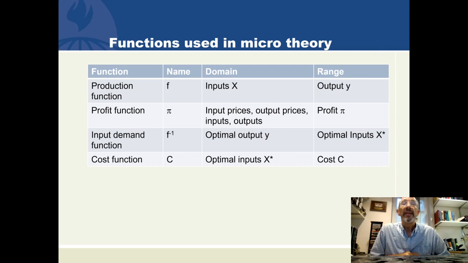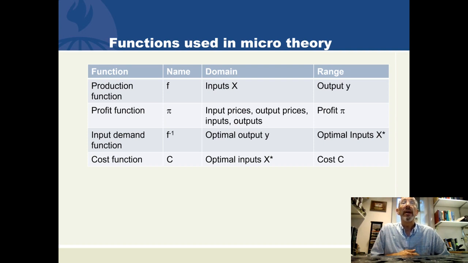Third is the input demand function, symbolized by F inverse. The domain for this function is the optimal output, little y, and the range is the optimal inputs. You tell this input demand function how many donuts you want to make, and it will tell you how much capital, how much labor, how much oil, and how much flour to buy.